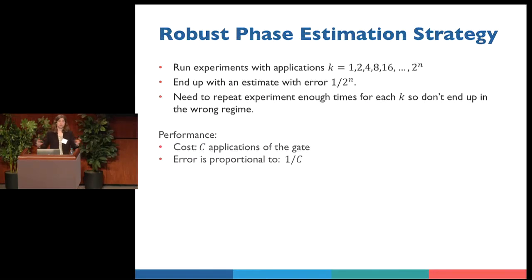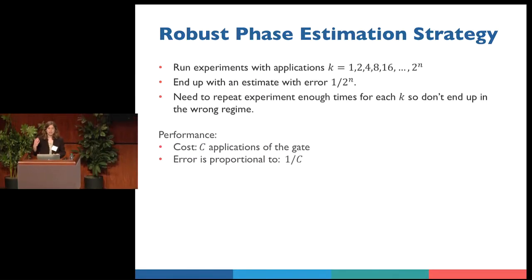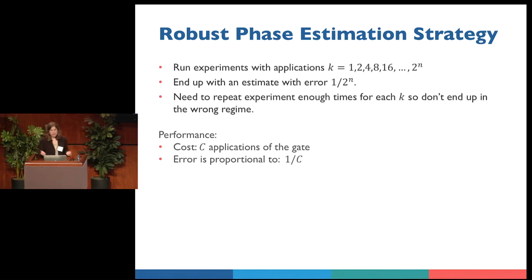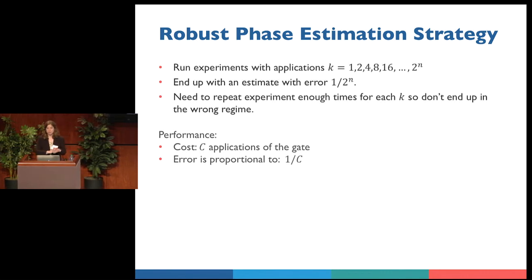Okay, so this is the whole procedure. You run the experiment with k increasing by powers of 2, and you end up with an error that scales like 1 over 2 to the n, where 2 to the n is the largest k that you run. And the one trick that I haven't really discussed is how many times you need to repeat the experiment so that you make sure that the true theta is in the correct region. Because just for probabilistic reasons, you could end up in the disallowed region, so you need to take enough repetitions that this happens with very low probability.